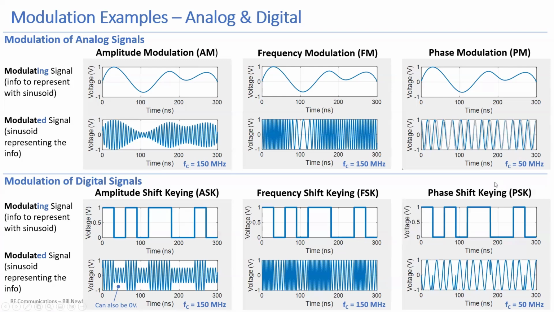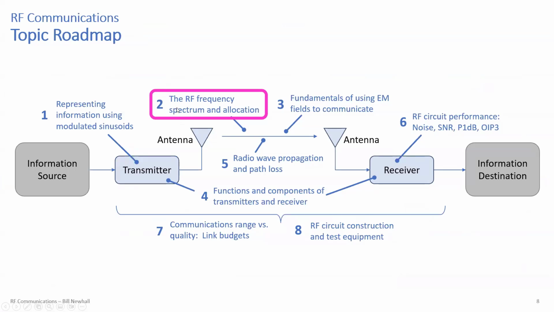Right? Okay, so that's how you represent information using modulated sinusoids. Let's go on to the second subtopic, the RF frequency spectrum and allocation of that spectrum. So what we're talking about when I say spectrum is the signal or RF signals in the frequency domain instead of the time domain. We were just looking at time domain waveforms, right? Some value versus time. When we talk about the frequency domain, we're talking about some value versus frequency.